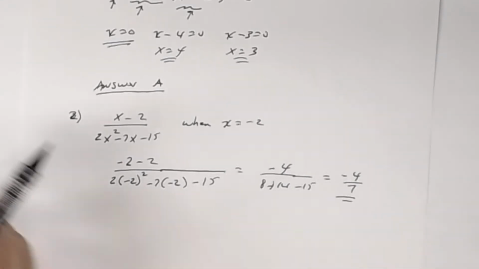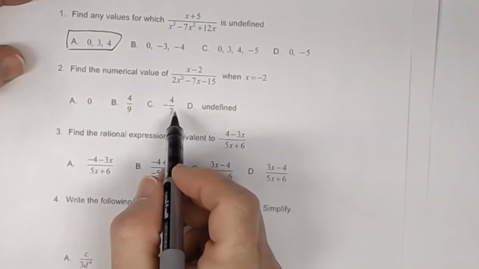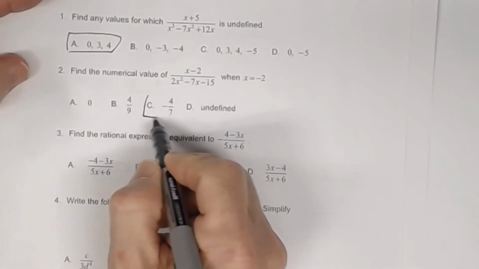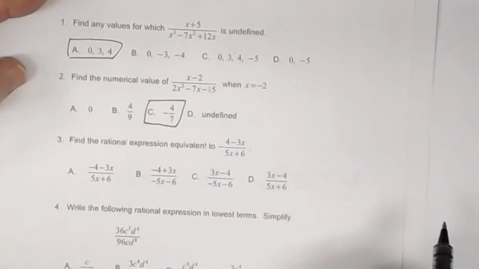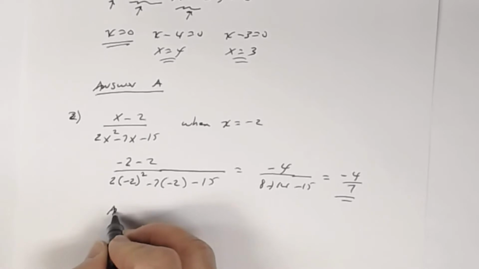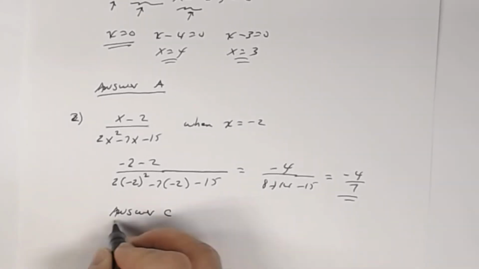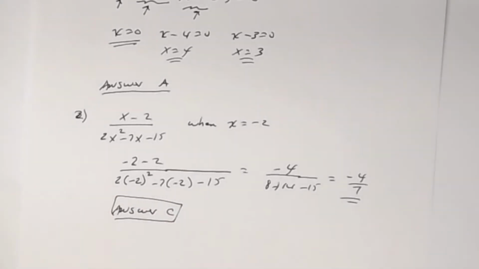So that would be negative 4 sevenths. So that would be choice C. So choice C is the answer for number 2. So number 2, the answer is C. All right, now number 3.